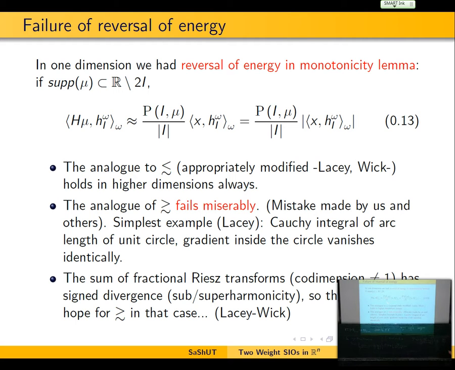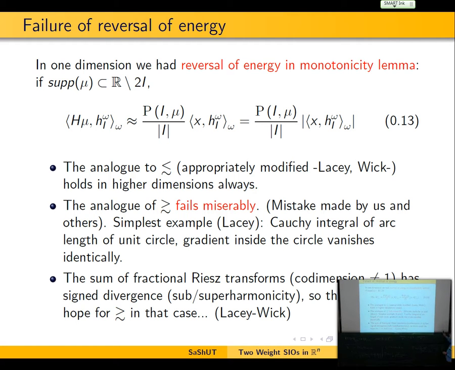The inequality from left to right, appropriately modified, holds in higher dimensions always. Brett and Michael got the appropriate modification first. The reverse one fails miserably, and that's the reason why we cannot push all the estimates to higher dimensions. The simplest example was given by Michael. Assume you have the Cauchy integral on arc length of the unit circle. Then the gradient, if you think of this as the derivative, morally, is 0. The gradient on the circle vanishes identically. There is no hope to get the left bigger than the right.